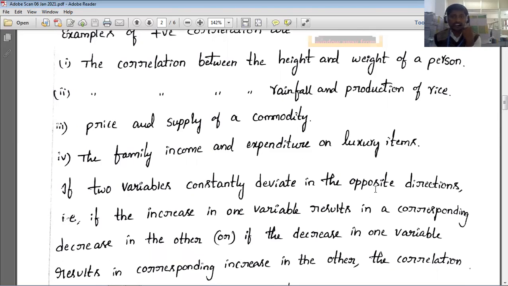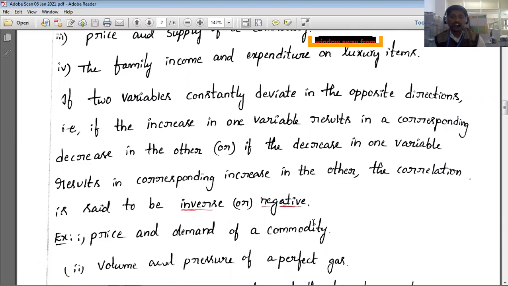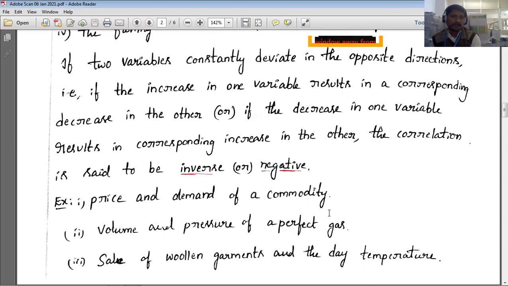If two variables constantly deviate in opposite directions, that is, if the increase in one variable results in a corresponding decrease in the other, or if the decrease in one variable results in a corresponding increase in the other, the correlation is said to be inverse or negative. So one is increasing and another is decreasing, or one is decreasing and another is increasing. For example, income is reducing and expenditure is increasing, the opposite. These are a few examples of that.